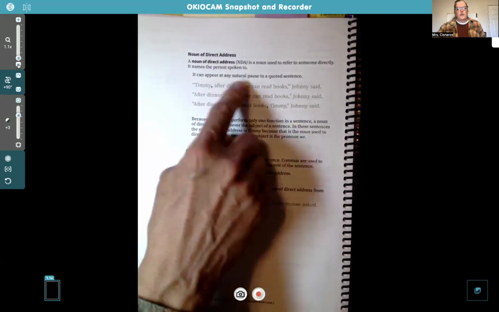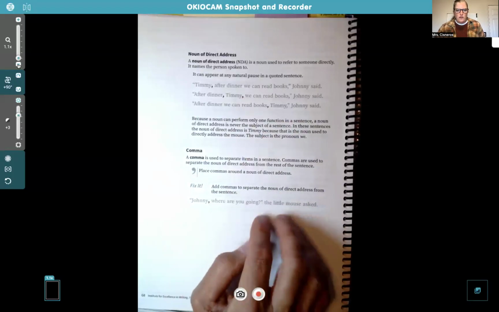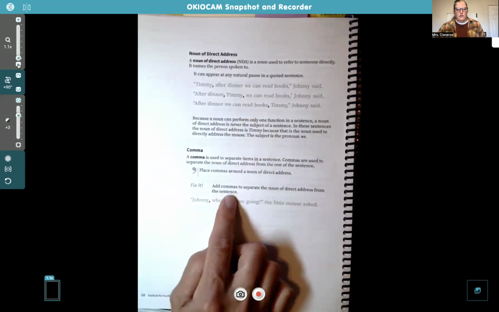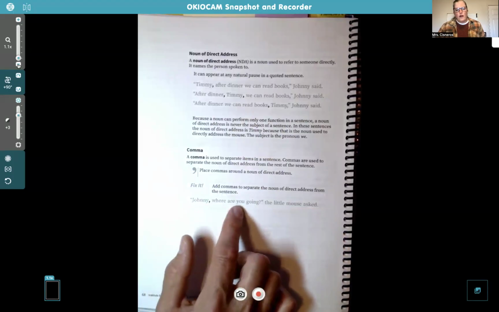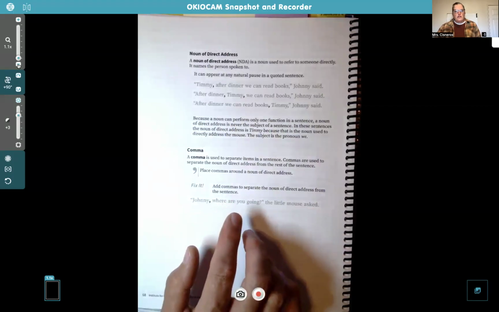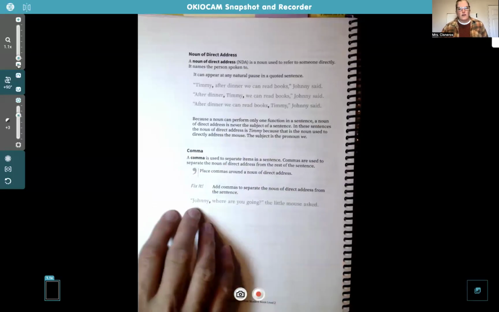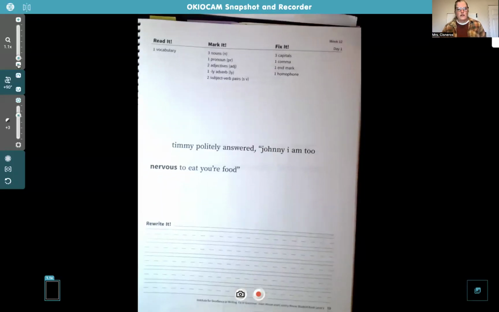Comma rule, I just talked about that, goes around that noun of direct address. Down here, this is how you're going to fix it in this book. Add commas to separate the noun of direct address from the sentence. So you're just going to add them in this book for your homework. "Johnny, where are you going?" the little mouse asked. So if Johnny's in the middle of this sentence that's being spoken, put commas before and after Johnny. And then if Johnny's at the end of the spoken sentence, then the comma goes right before. So just remember commas all around the noun of direct address. All right, let's go to the practice page.